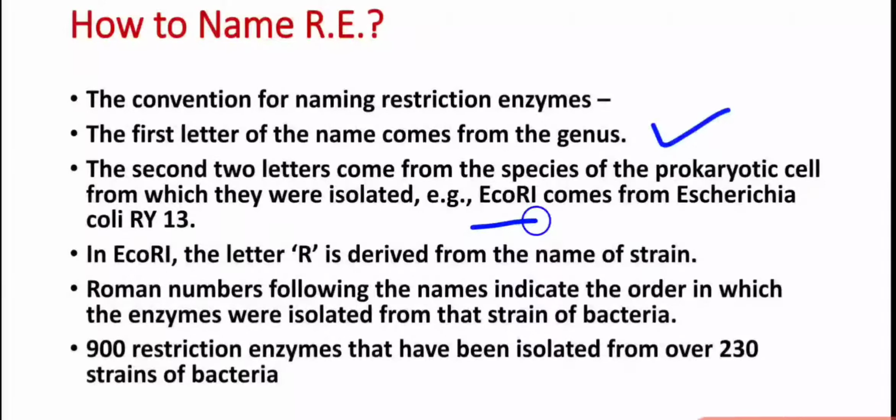E means Escherichia, which is representing genus, co means coli species, and RY13 is the strain. Here the R letter is derived from the name of the strain, and the Roman number, here the Roman number I, is indicating the order in which the enzyme was isolated from that strain of the bacteria. Approximately 900 restriction enzymes have been isolated from over 230 strains of bacteria.